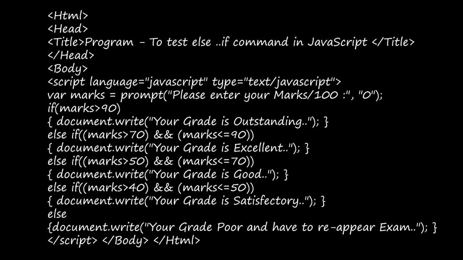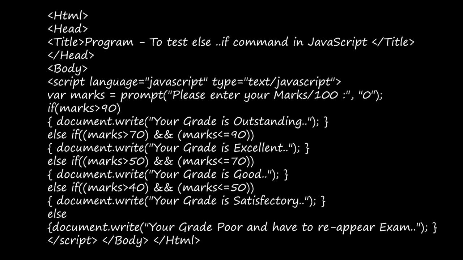If the mark value is greater than 50 and less than or equal to 70, it means document.write "your grade is good." Okay, else if the mark is greater than 40 and less than or equal to 50, it means your grade is satisfactory. That will be displayed. If any of these conditions is true, that particular line will be executed, right?